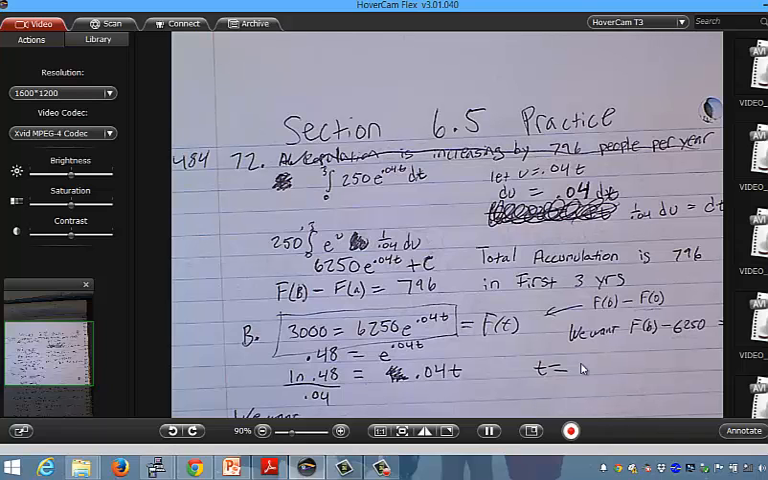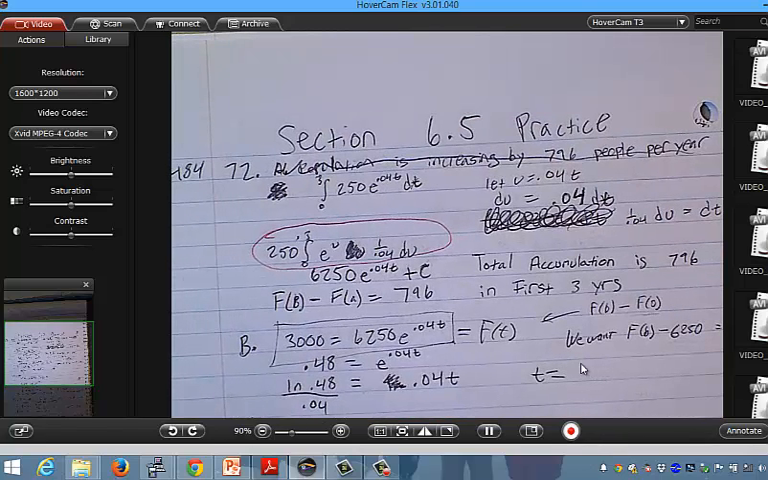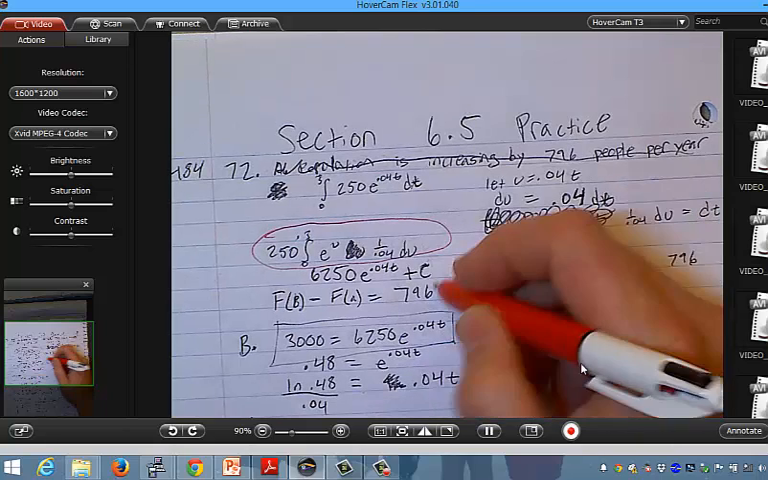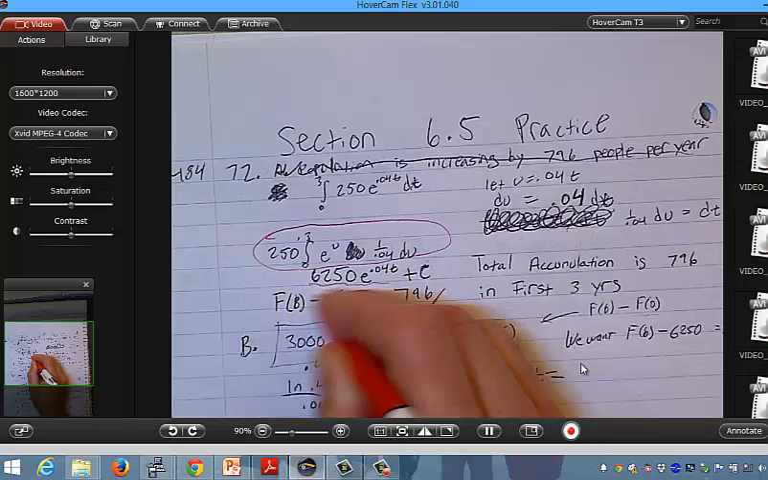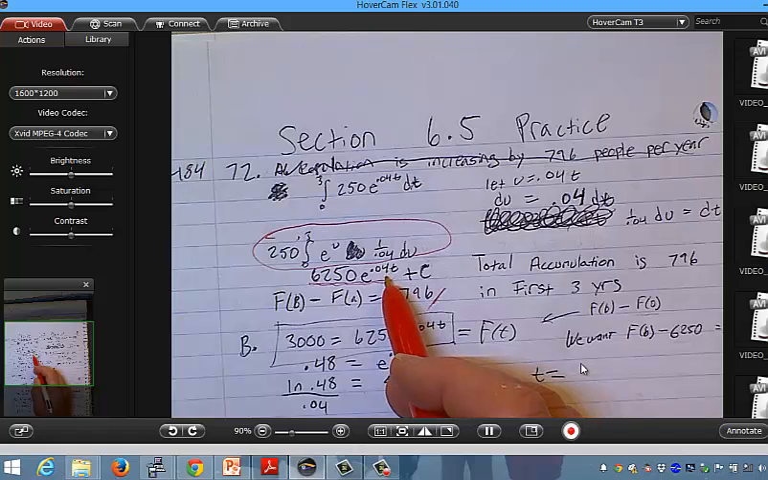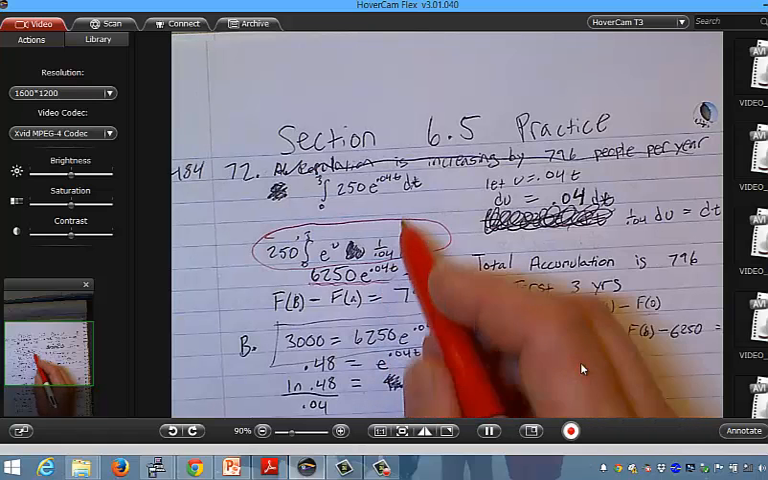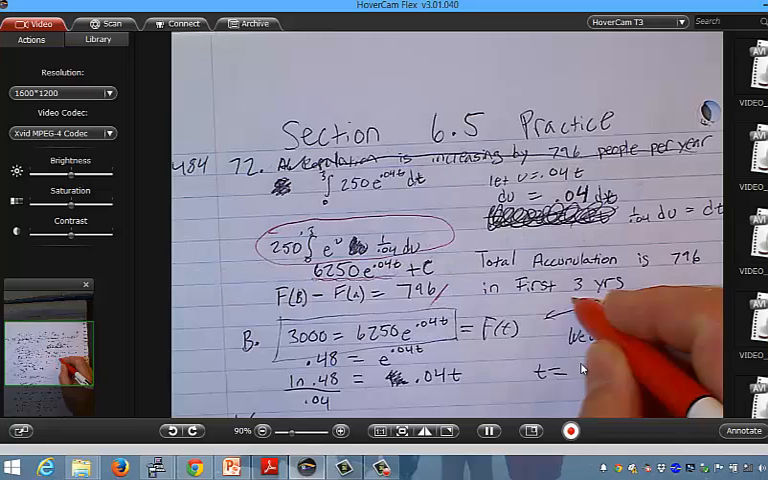Let me highlight a little bit of what's going on here. You see this calculation? That's part A, right? And in part A, they computed the 796 just like you did. Now in part B, they said, well, this answer that we got, 6250 e to the 0.04t, we didn't do plus c in part A. What did we do? We did from 0 to what? 0 to 3, because it was the first 3 years.